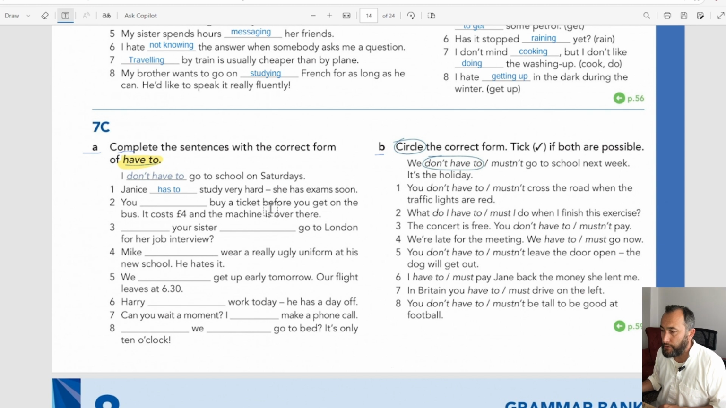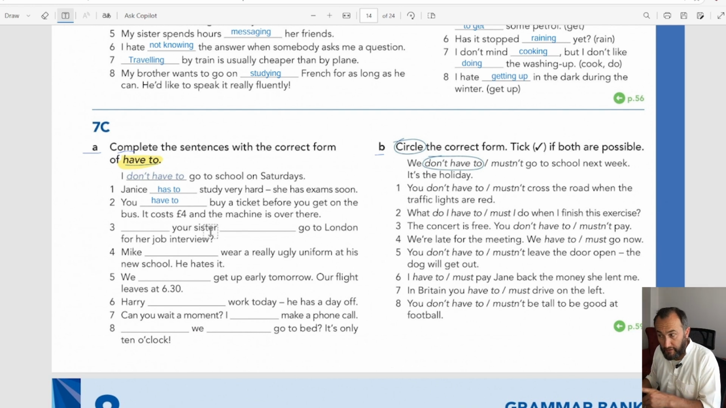Number two, you buy a ticket before you get on the bus. It costs $4 and the machine is over there. So that is a positive form because someone is showing the machine. So that means I have to buy the ticket. So you have to buy a ticket before you get on the bus.